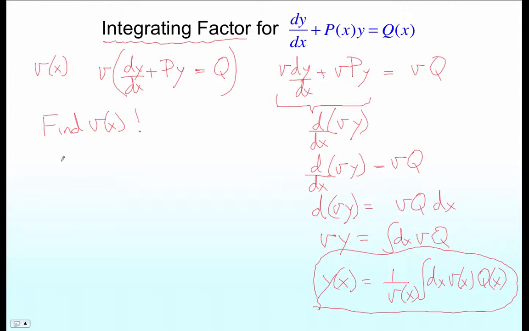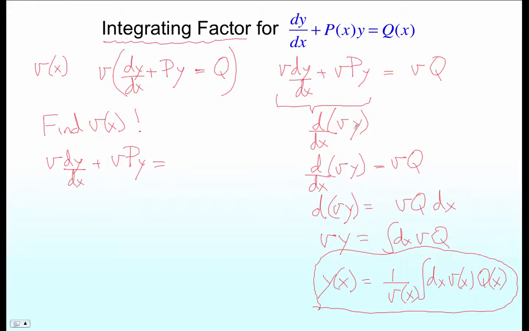Okay, we will do that from the following requirement. That's up above over here. v dy/dx plus v p(x) y must be equal to d/dx of v times y. Let's see what that gives us. So v dy/dx plus v times p y.